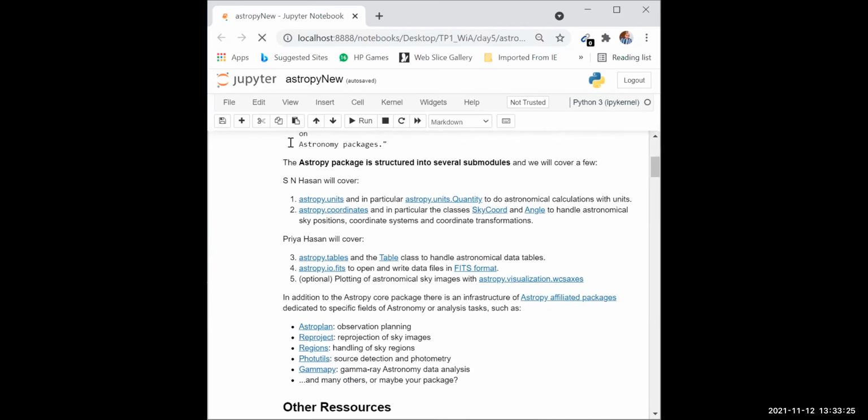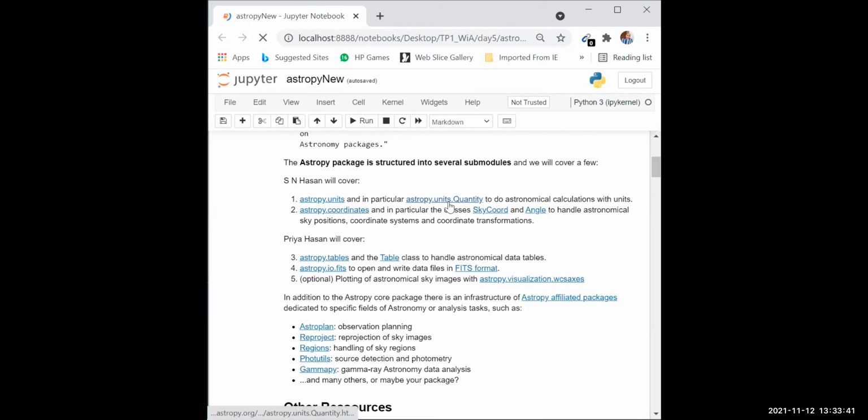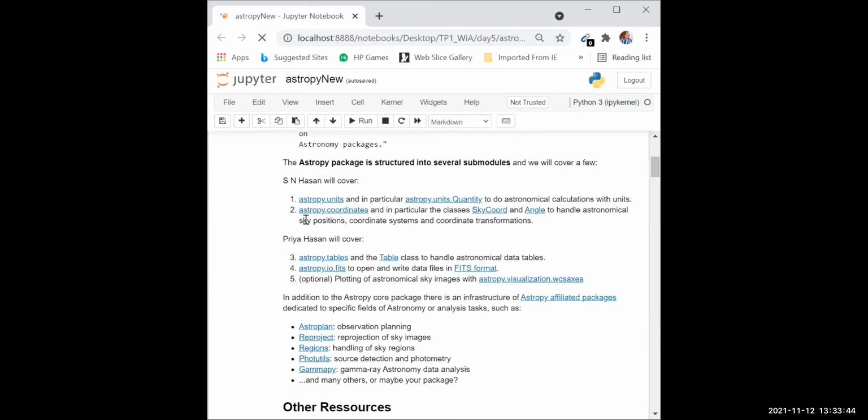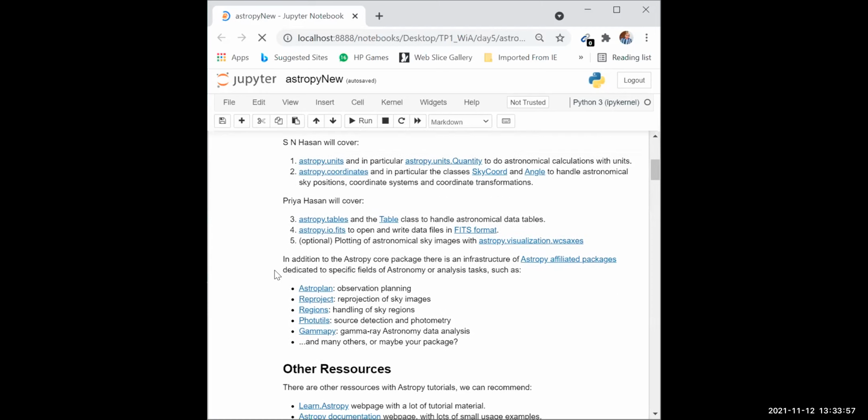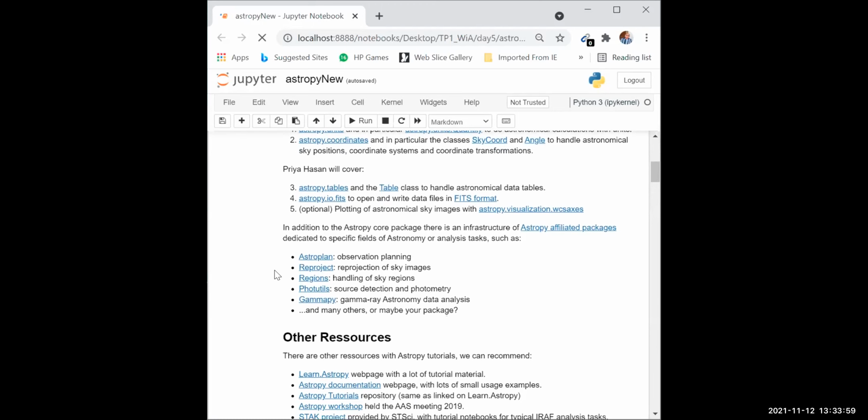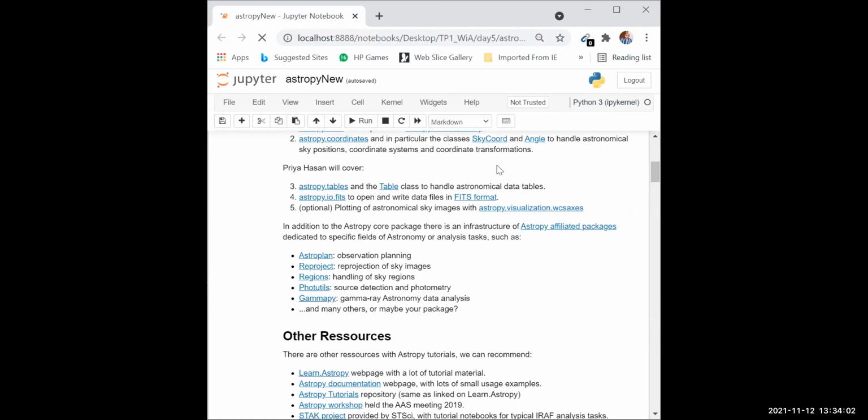So the Astropy package is structured into several submodules, and we will cover only a few, which will indicate how you can use it. So I will be looking into Astropy units, in particular the quantities, Astropy units quantities, and Astropy coordinates. And Priya will do the Astropy tables, Astropy input-output, handling FITS format, and plotting and visualizing these things. Okay, and obviously there are other associated packages.